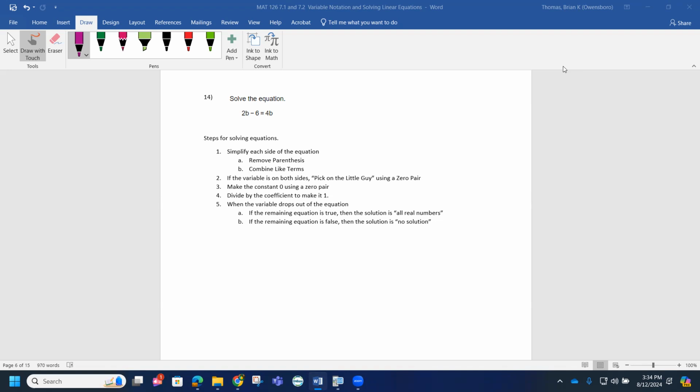So the next thing we have is solve the equation 2b minus 6 equals 4b. So 2 times some number minus 6 has to equal 4 times some number. So again, b is the variable, it's the unknown.